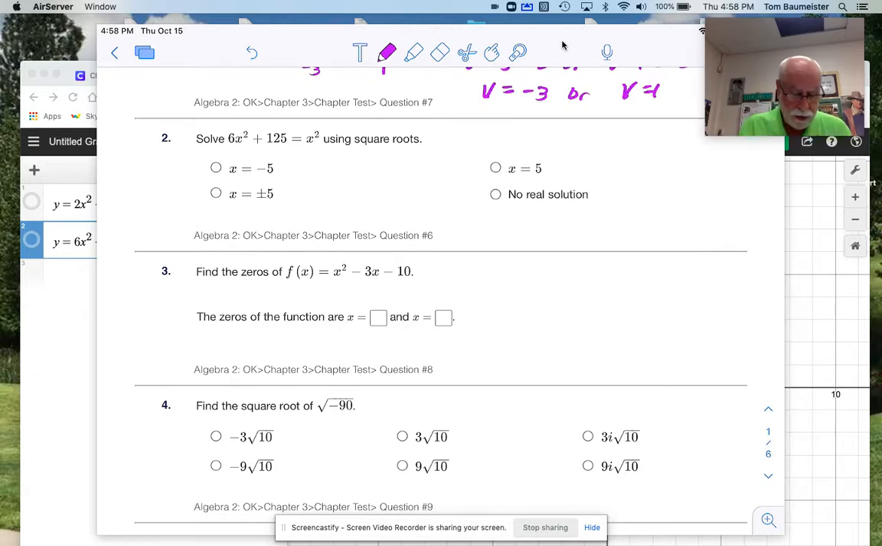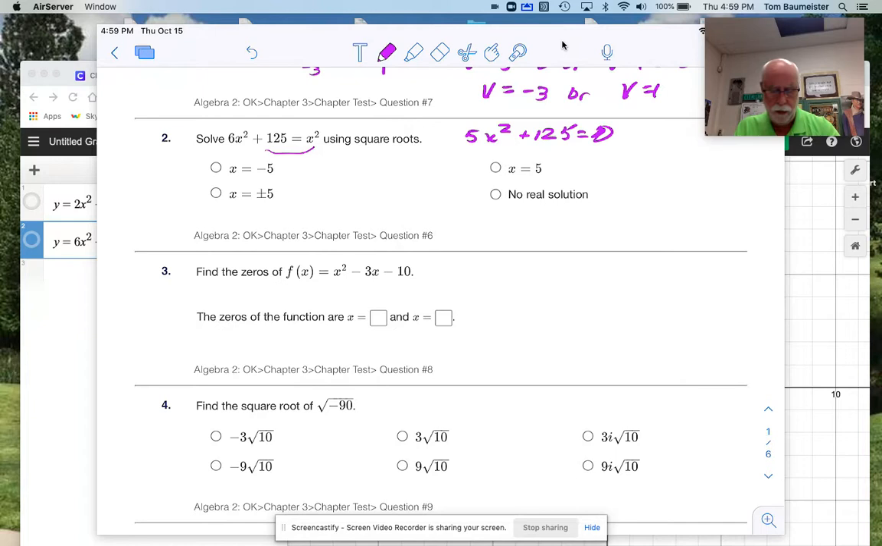Solve 6x squared plus 125 is equal to x squared using square roots. So again, on ones like this, ladies and gentlemen, kind of look and see if there's not an x term, it's easier to use the square roots. So I'm going to move this x squared over to the other side. It's positive there, so now we know it's going to become negative. So now I can say that 5x squared plus 125 is equal to 0.